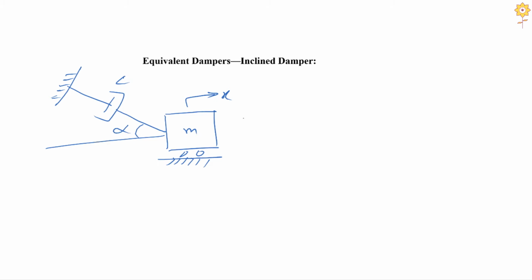I want to convert this into a damper which is aligned with the direction of movement of the mass. So the axis of the damper is in the direction of movement of the mass, and this becomes C equivalent. There is an equivalence between the two based on the work done by the damper. Now I follow the same concept here as I followed in the springs.